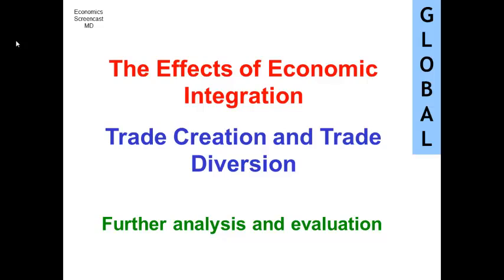In this screencast, we'll be looking at trade creation and trade diversion, the effects of a high level of economic integration. We'll use the context of Croatia's membership of the EU and the consequences of Croatia becoming a member of the customs union after entry to the EU.